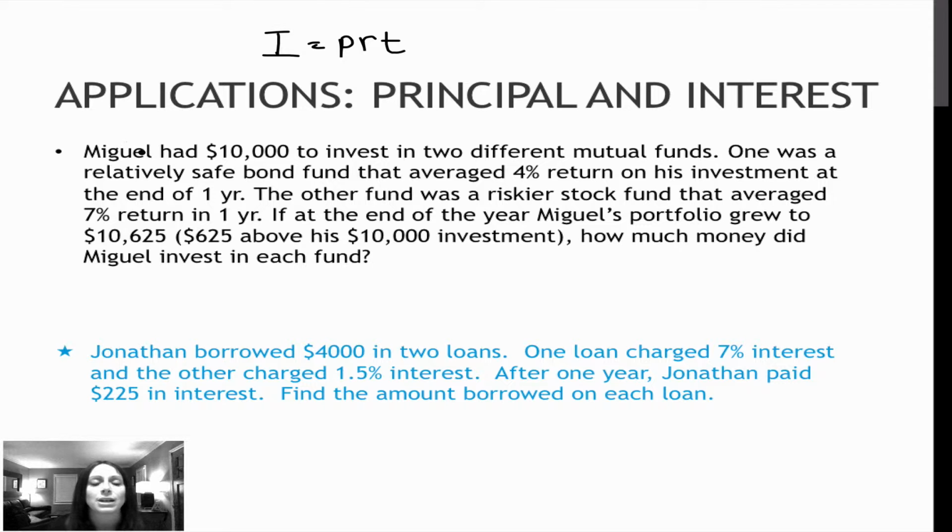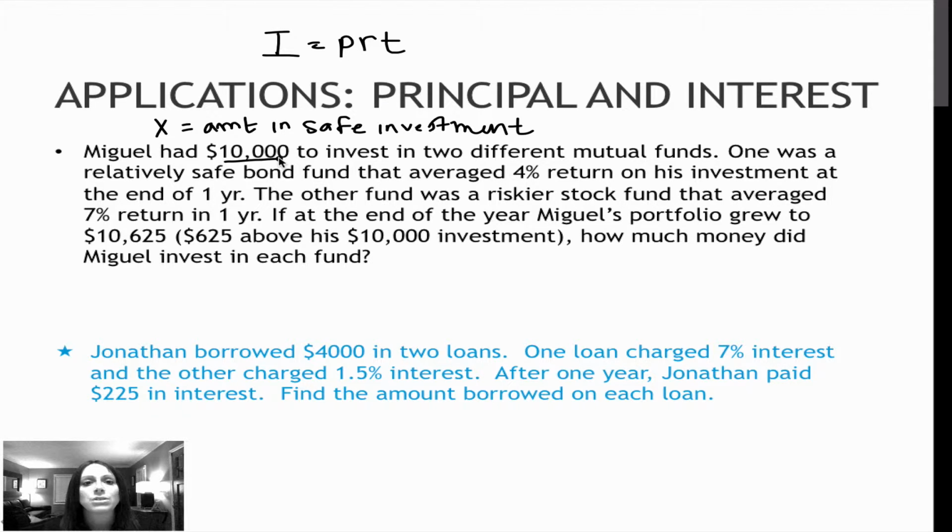So let's start with this first one. Miguel had $10,000 total to invest in two different funds. One was a relatively safe bond that averaged 4% return. I'm going to call X the amount in the safe investment. And whatever's left, he invested into a riskier stock that averaged a 7% return. So a better percent return, but a little bit riskier. You might lose your money.